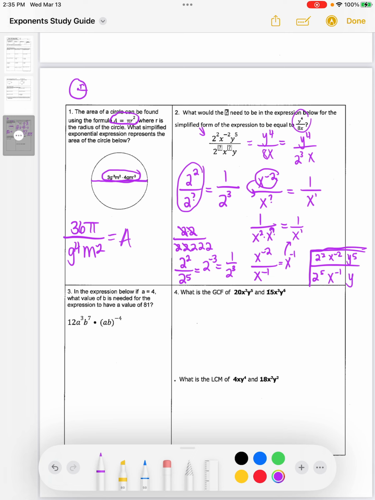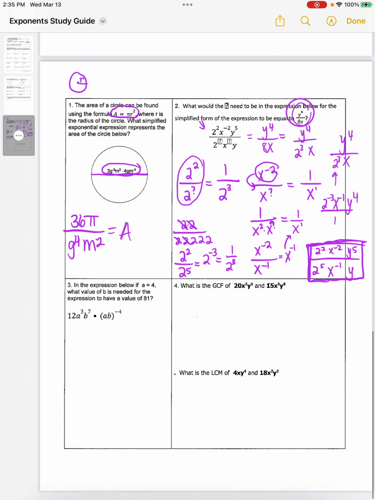If we took this expression, this is the original expression, and we simplified this, it's going to simplify down to this. 2 to the second over 2 to the fifth, that's going to be 2 to the -3rd. X to the -2nd over x to the -1st, -2 minus -1 is -2 plus 1, which is -1. And then 5 minus 1 is 4. This simplifies to be y to the 4th over 2 to the 3rd, which is 8x, which is the original problem. That was pretty tough, but you guys can definitely do this.